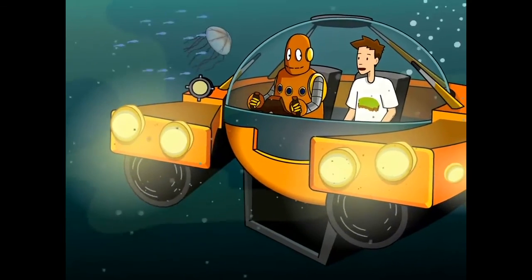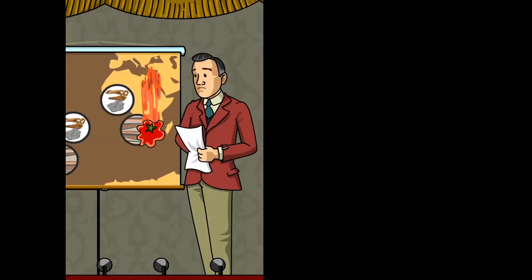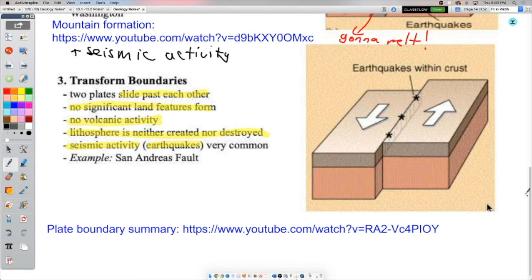Yeah, Alfred Wegener's theory has come a long way in 100 years. He was practically laughed out of the scientific community for his ideas. But today, plate tectonics is the unifying theory that ties together the entire field of geology. When we come back next time, we'll look at some of the stuff that goes on at those boundaries, like, for example, earthquakes.